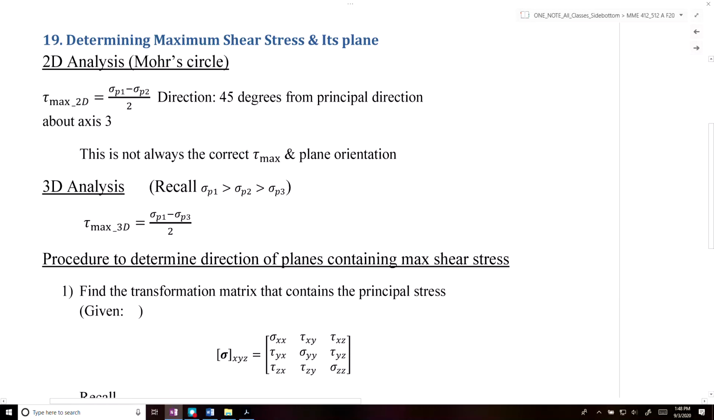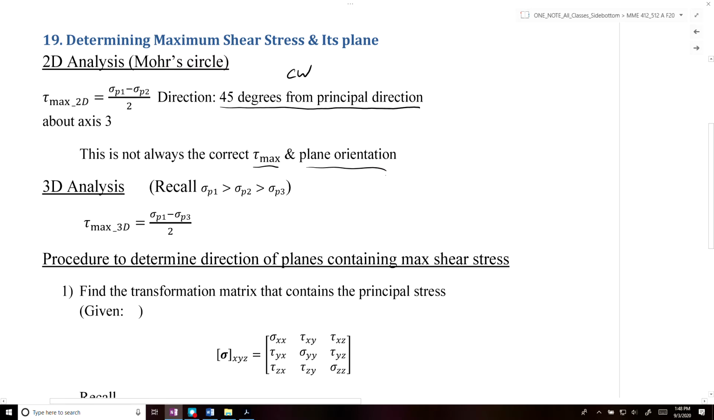In this video, we're going to talk about how you can determine the maximum shear stress for a 3D state of stress and the plane that maximum shear stress acts upon. So for 2D, we talked in the last few videos about how the maximum shear stress on a 2D Mohr circle element is a 45-degree rotation in the clockwise direction from the first principal stress direction. This is not always going to be the correct maximum shear stress and plane orientation for 3D stress cases.